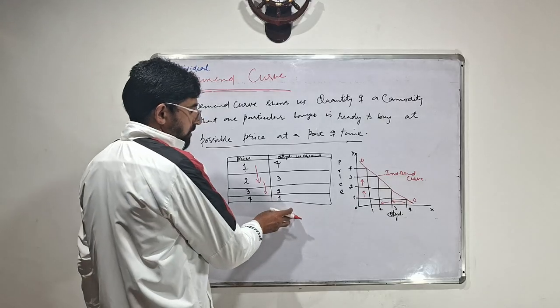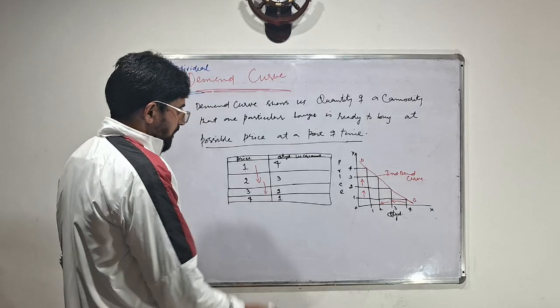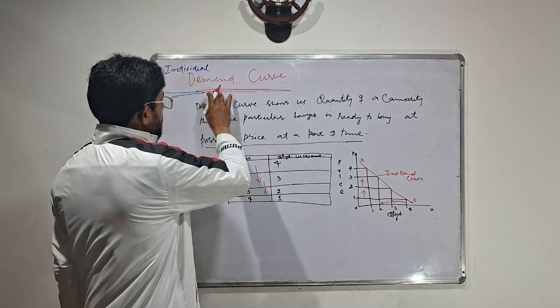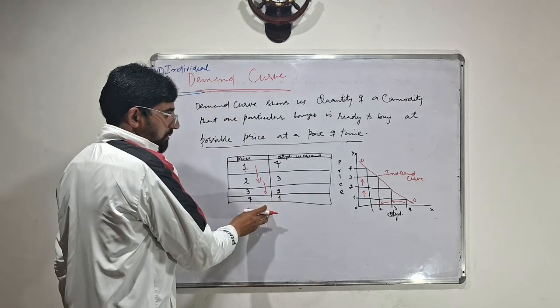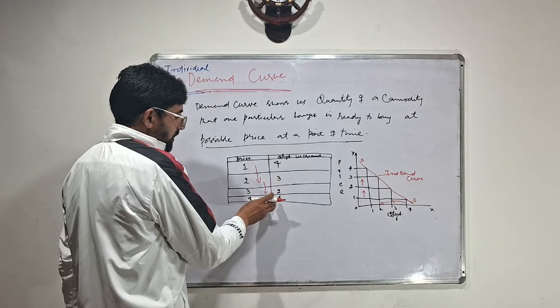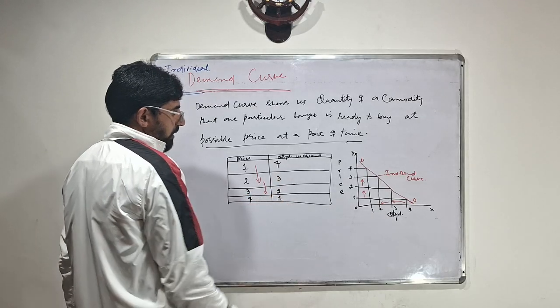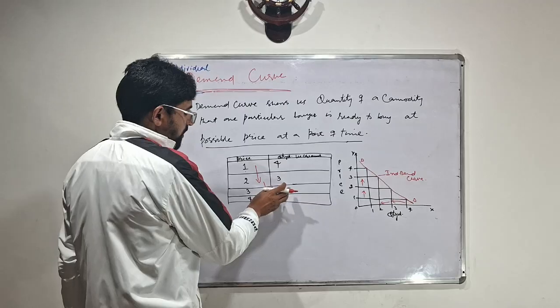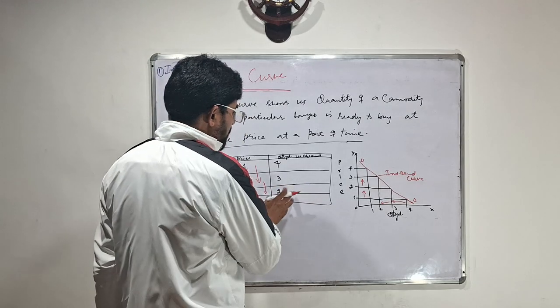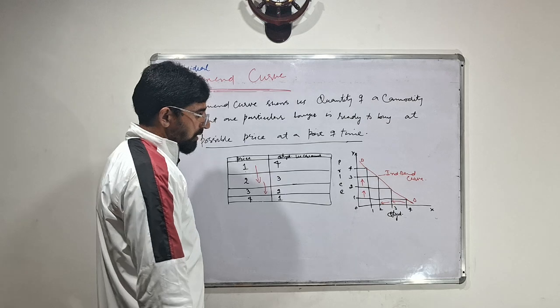This we call the individual demand schedule. Individual demand curve, thus we can easily define as the representation of the individual demand schedule. Based on this observation, we are making the individual demand curve.